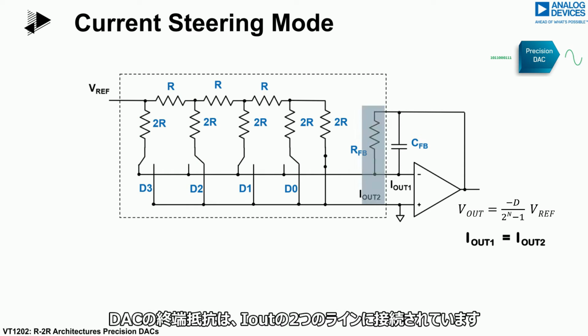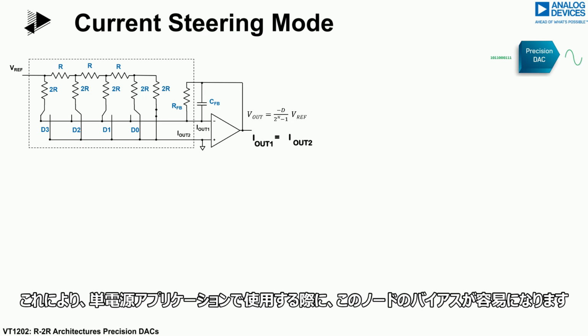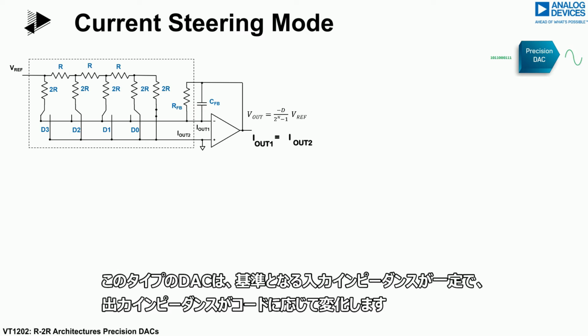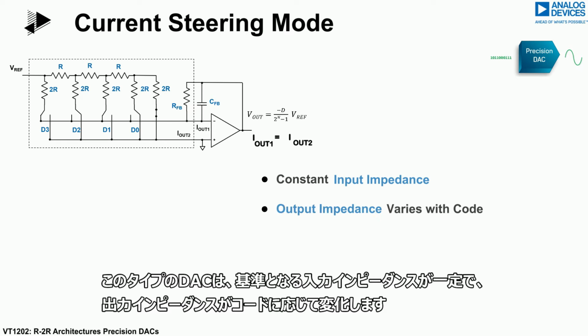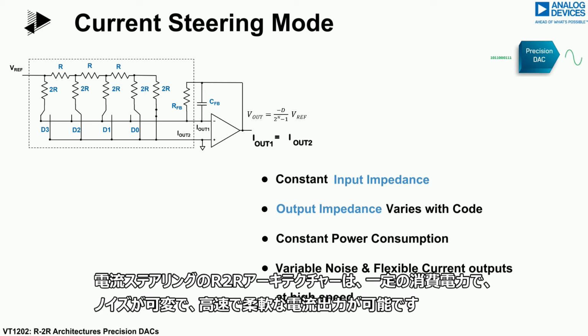The DAC termination resistor is tied to the I-out2 line. This facilitates the biasing of this node for use in true single supply applications. This type of DAC offers a constant reference input impedance and an output impedance that varies with code. The current steering R-2R architecture offers constant power consumption with variable noise and flexible current outputs at high speed.